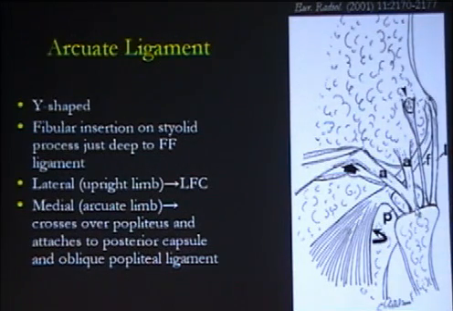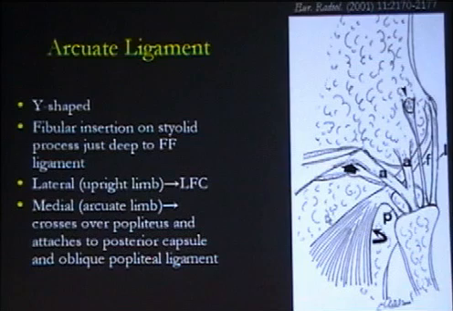It comes down and inserts here on the fibula. The fibular insertion is on the styloid process just deep to the fabellofibular ligament. Okay, so here, this structure is the fabella. This is the fabellofibular ligament. Just deep to that is the arcuate ligament, okay? It's actually not that complicated. This is the fibular collateral. Deep to that, fabellofibular. Deep to that is the arcuate ligament, okay?